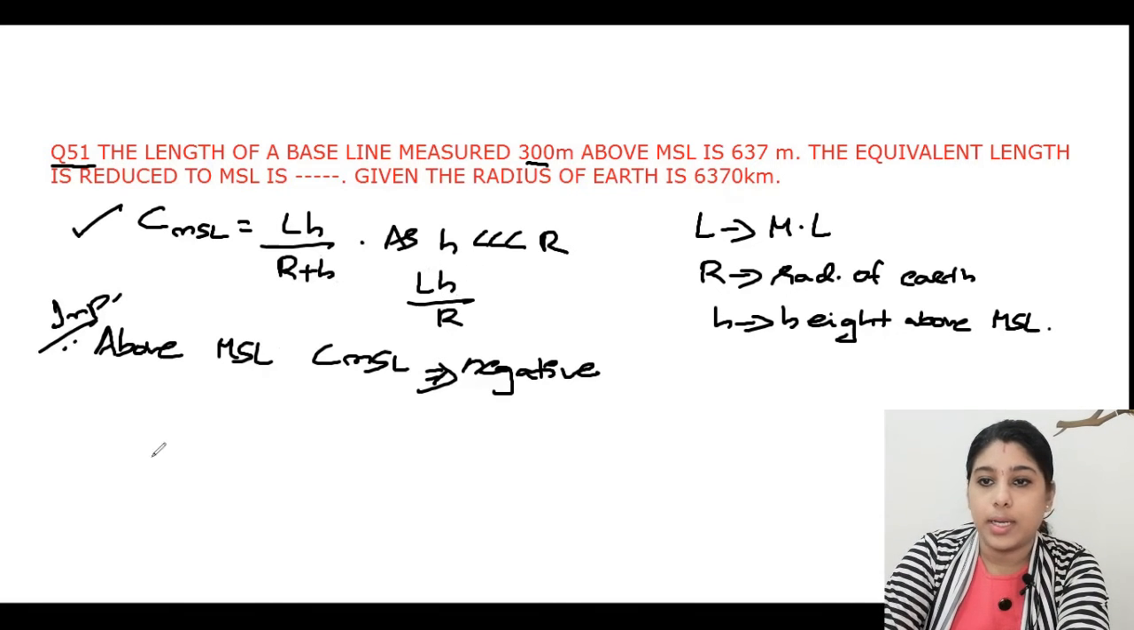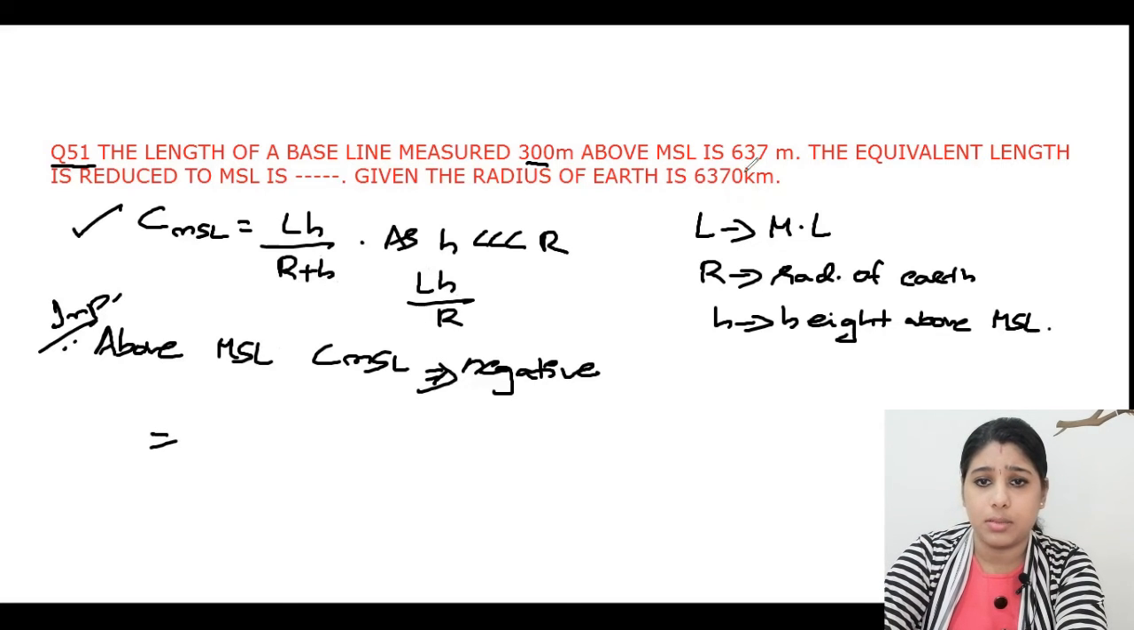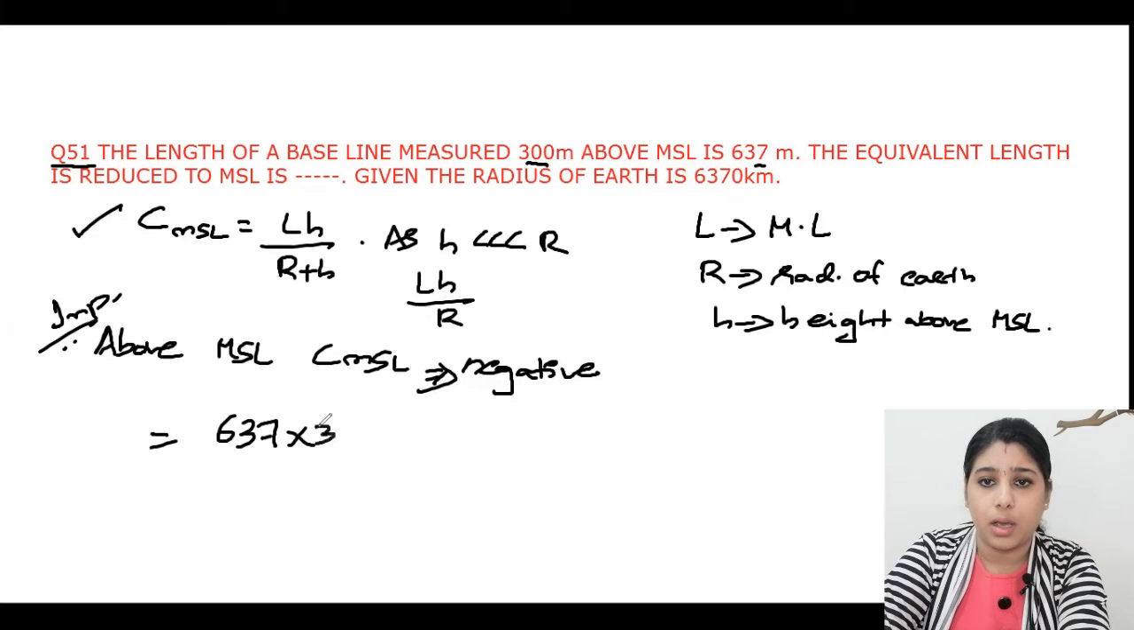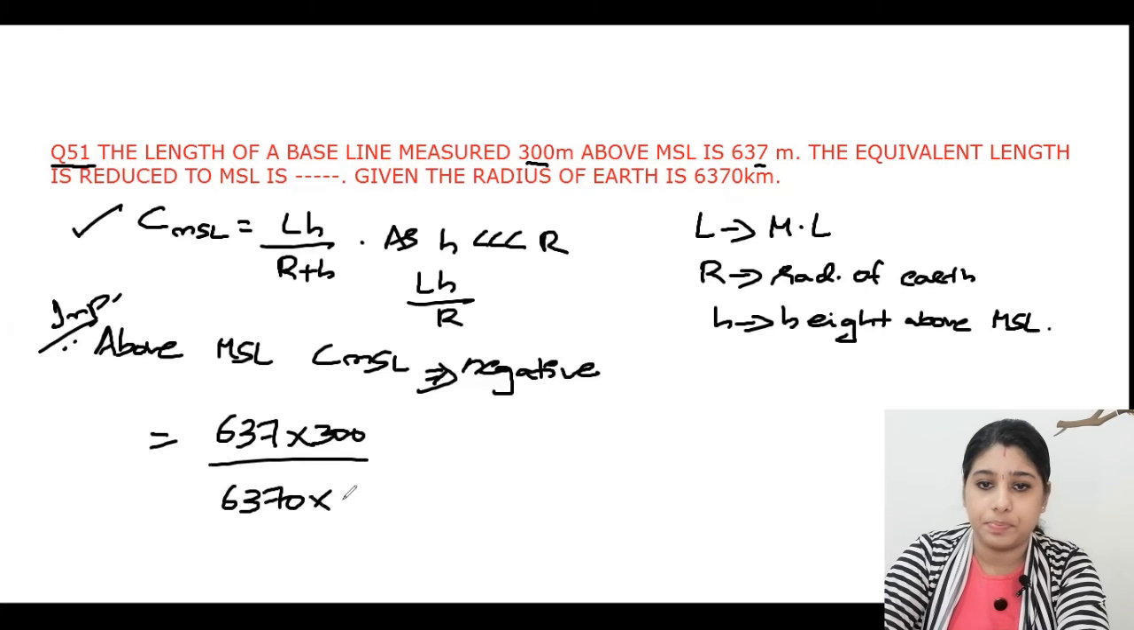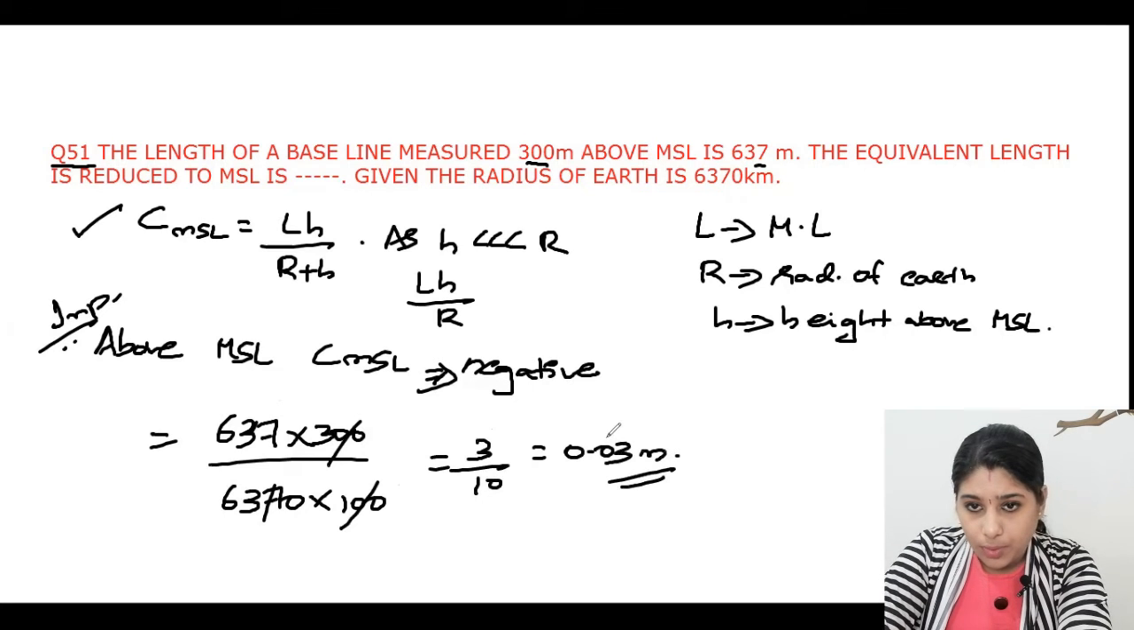So what is actually L? It is the measured length. It is already given that it is 637 meter. What is our H? It is 300 meter, divided by R, which is what? It is already given as 6370, but it is in kilometer. These both are in meter, so this should also be in meter. So we can multiply by 1000. When we do this, 3 only is left, then 10, so it will be 3 by 10, that is the value 0.03 meter. But we know that it is a negative value.